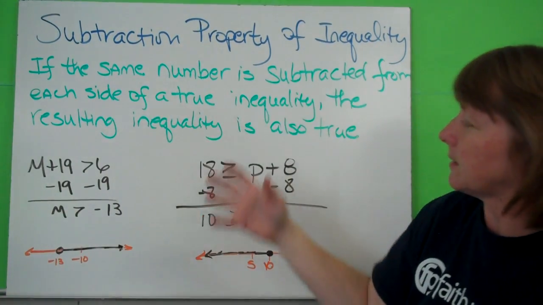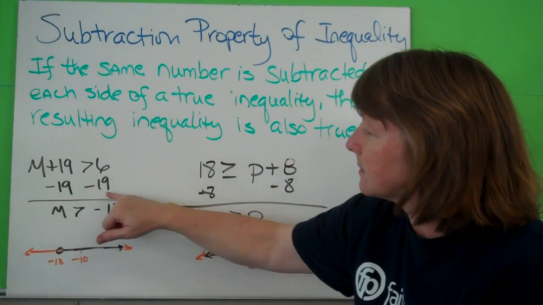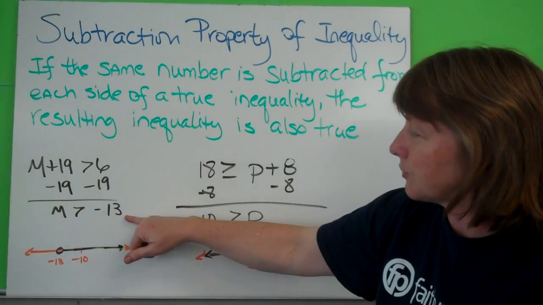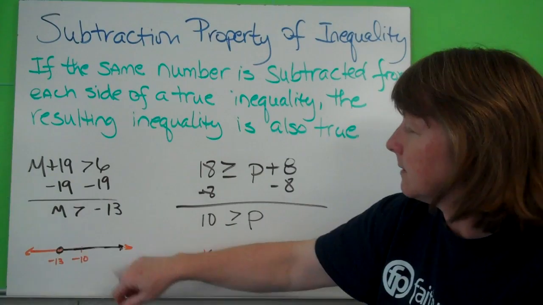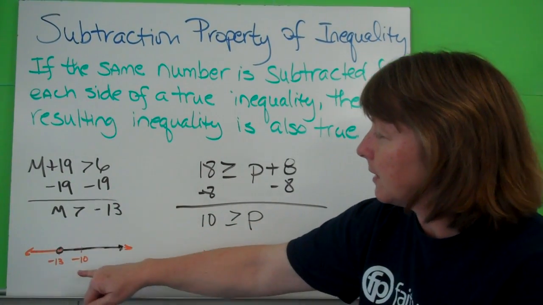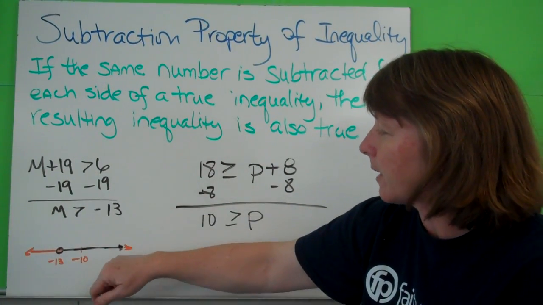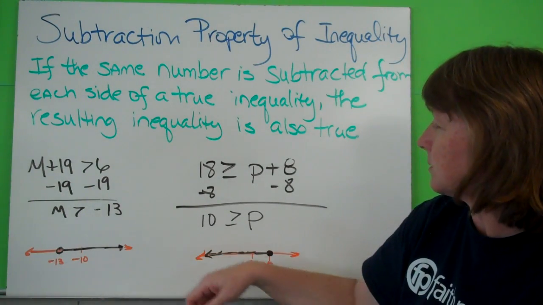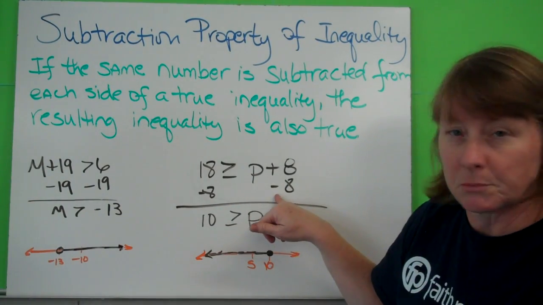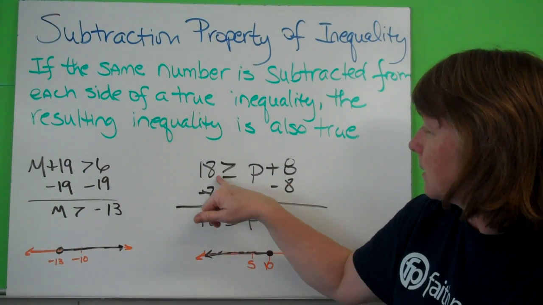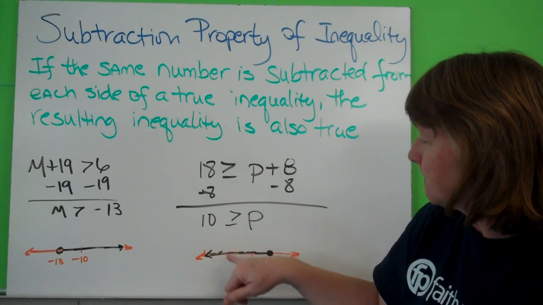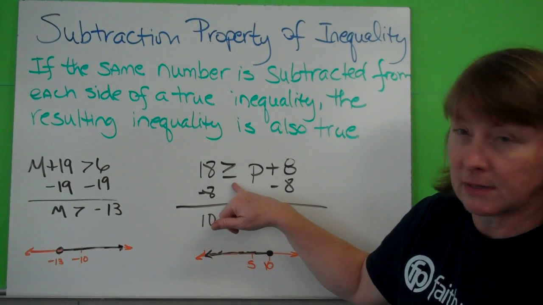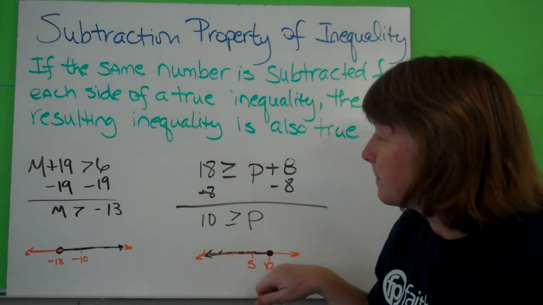Subtraction property of inequality is the same thing. If you subtract the same number from each side of the inequality, then it stays true. Here we're subtracting 19, so we get m is greater than negative 13, and if we graph it, because this is greater, we have to use just the circle and point it in this direction. This one, we're subtracting 8 from both sides, so 18 minus 8 is 10, and 10 is greater than p, so because it's an equal to, you would have to circle in the dot.